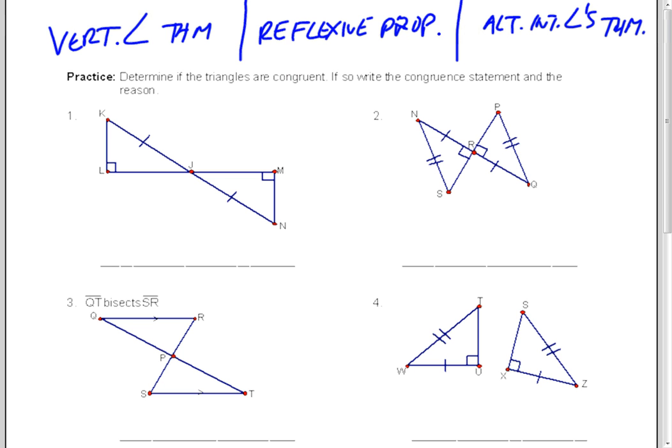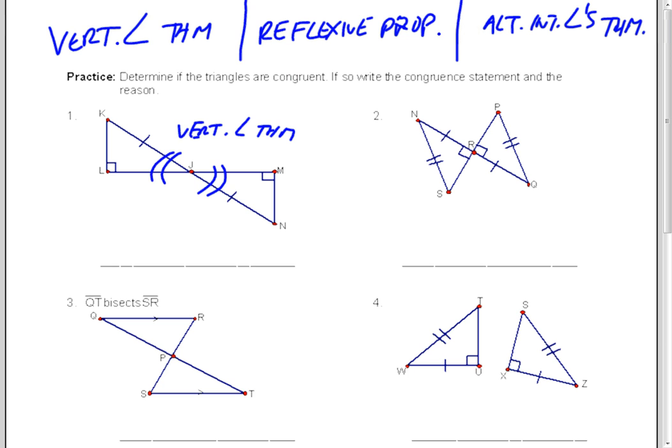If you see those things, jot that down. Because that's what you're going to do when we get to our congruency maze. If you put vertical angles in, like here, jot down vertical angle THM. If you have a common side, write down reflexive property.